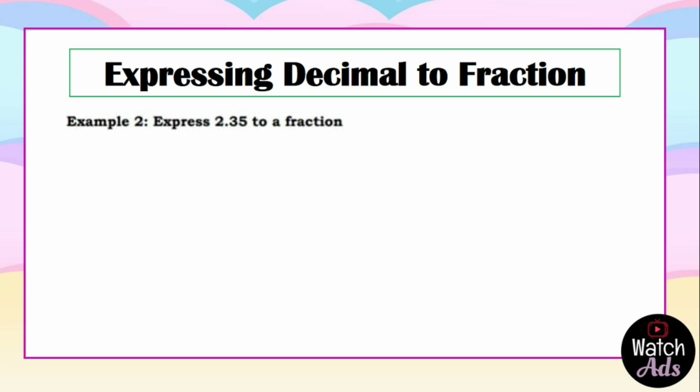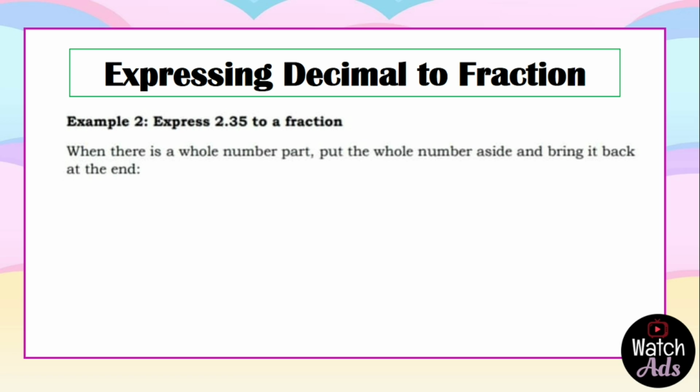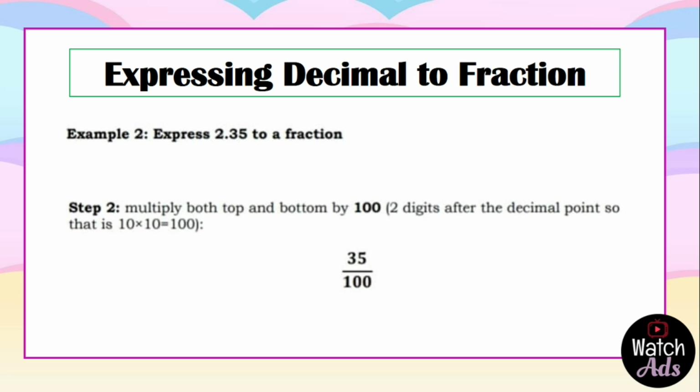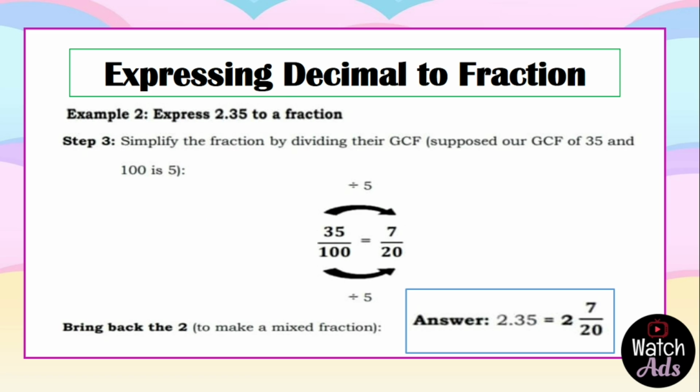Another example is converting 2 and 35 hundredths to a fraction. When there is a whole number part, put the whole number aside and bring it back at the end. Put the 2 aside and work on 35 hundredths. Now write down 35 hundredths over 1 and then multiply both top and bottom by 100. That is 35 over 100. Now simplify the fraction by dividing by their GCF.